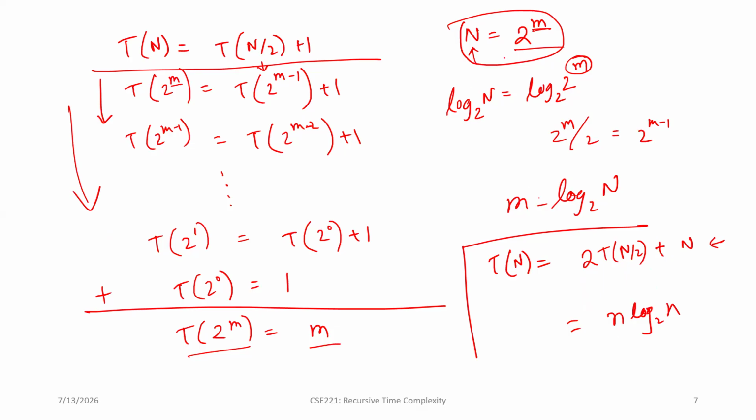And the trick is, whenever we have n by 2 in the recursion, or n by some value k in the recursion, we should always start by assuming n equals some k to the power m, to put it in the template of the substitution. That's it.